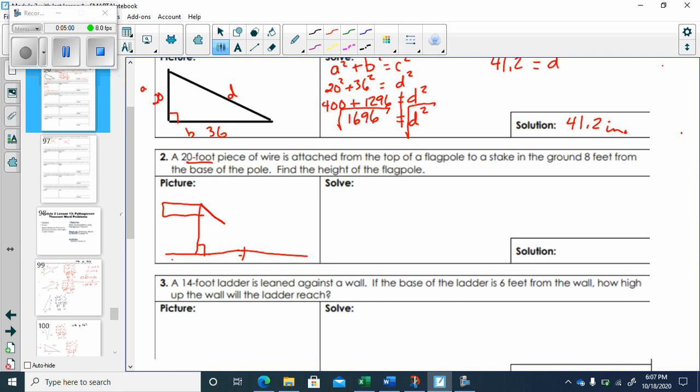I'm going to put this 20-foot piece of wire on it, okay? That wire is 20 feet long. This stake is 8 feet from the flagpole. Find the height of the flagpole. Here's your height, okay? This is going to take the Pythagorean theorem because we have a right triangle right here. Let's look to see where our right triangle is. See, there's your right triangle, guys. I know I can't draw it very well, but there's your right triangle. There's your h that you're looking for, okay? So let's use what we've got and let's solve our problem, okay?